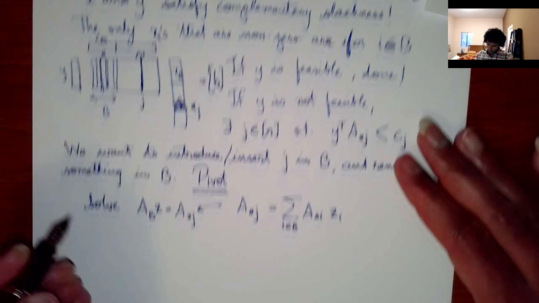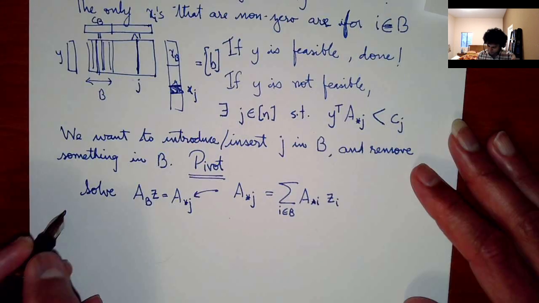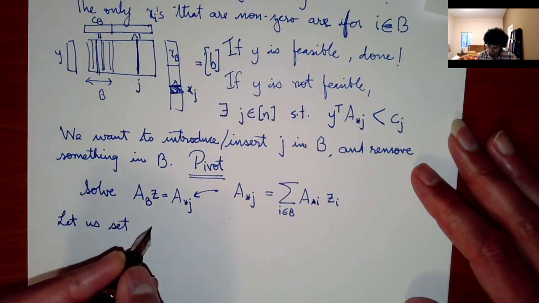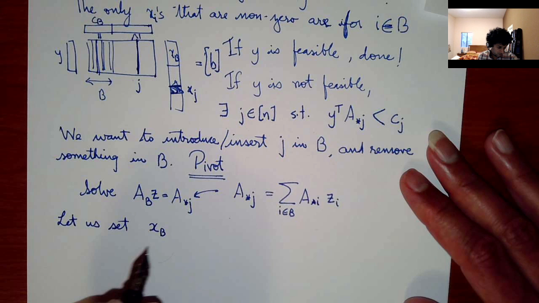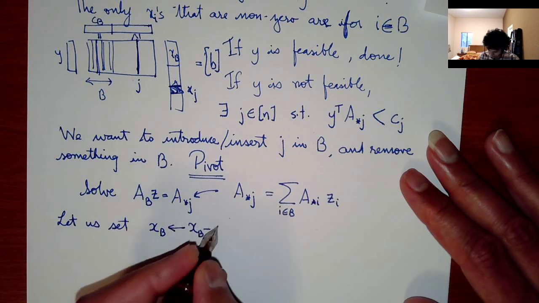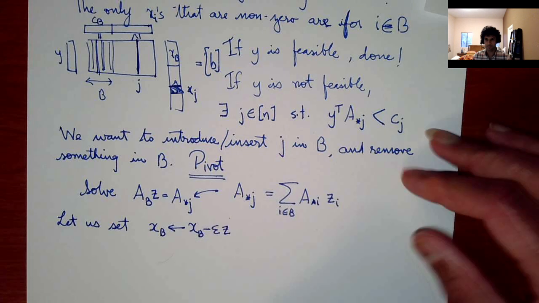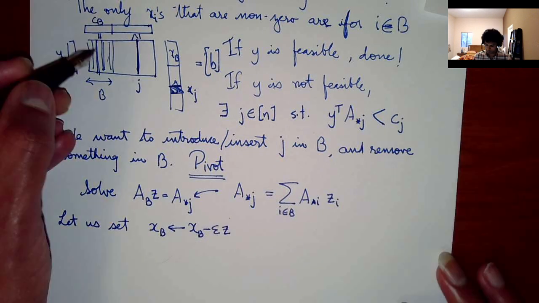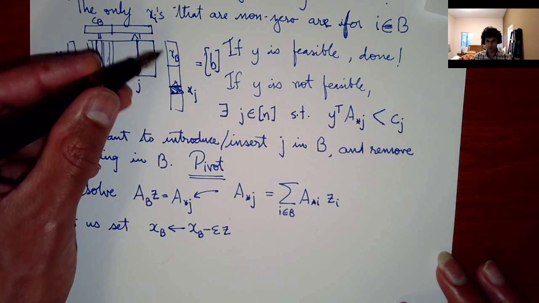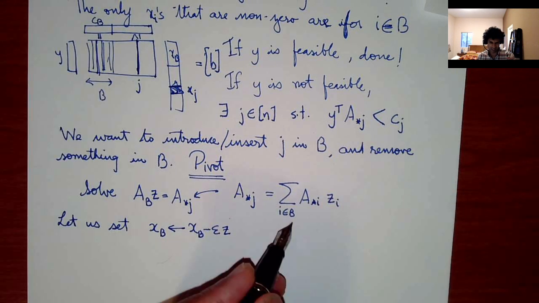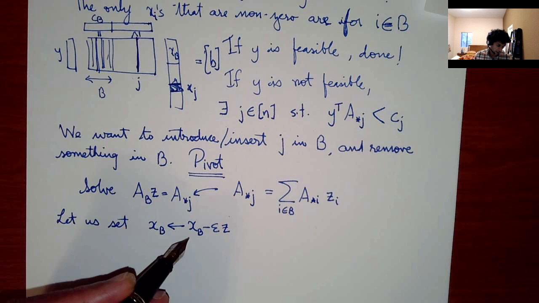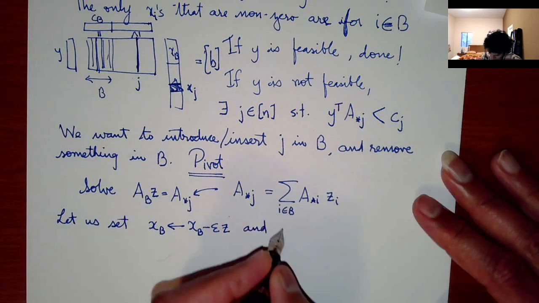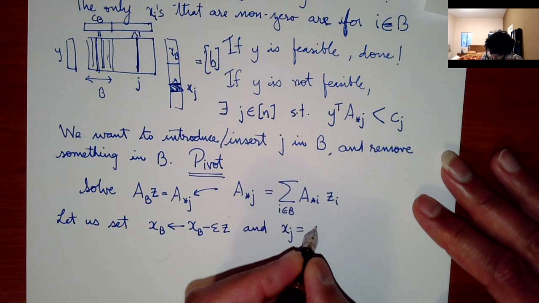Okay? Now let us reset xB to xB minus epsilon z. Remember, z is just some linear combination. z is a vector of dimension exactly m, because it's over the basis B. So I can subtract that out, and I'll set xj to be epsilon.